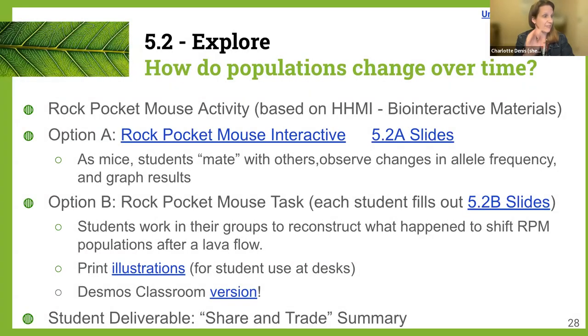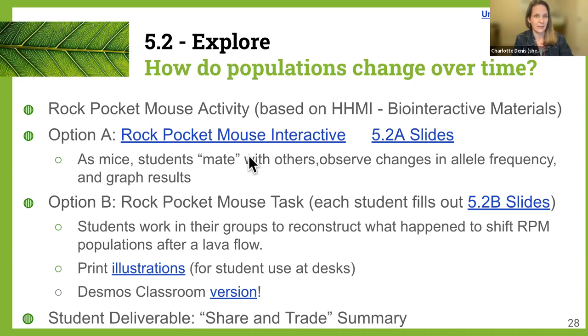And so we have added a new option for this task. Pocket mouse option B has been in the materials for a while. There have been a couple of updates there, but if you've been using the materials for some time, option B is the one that's been around for a while. But option A has been added if you're looking for something for students to get up and move around and be a little bit more active in the classroom about this task.